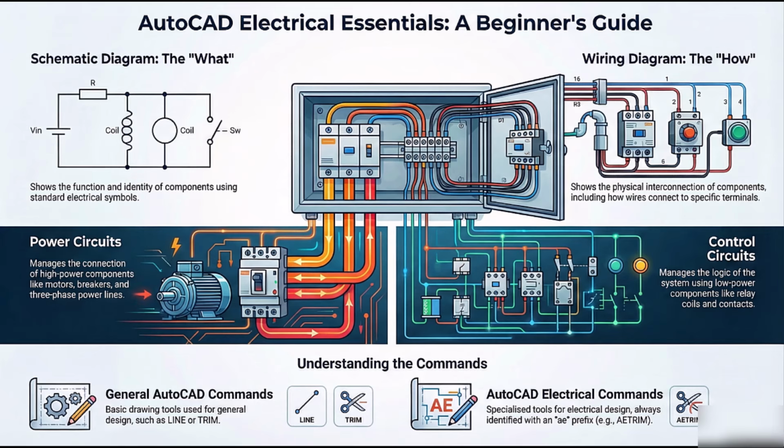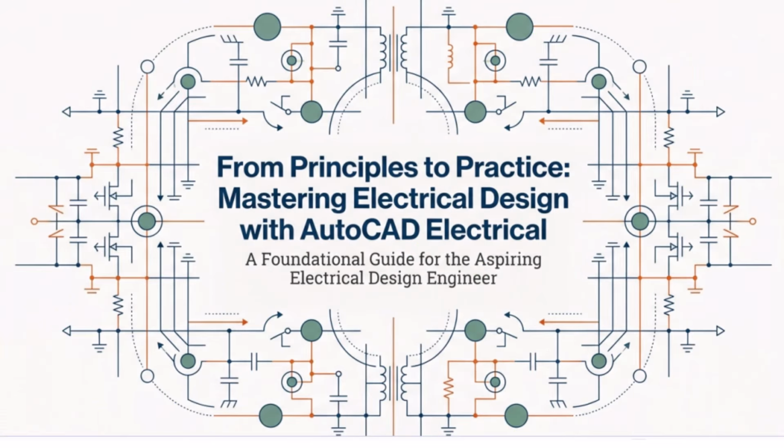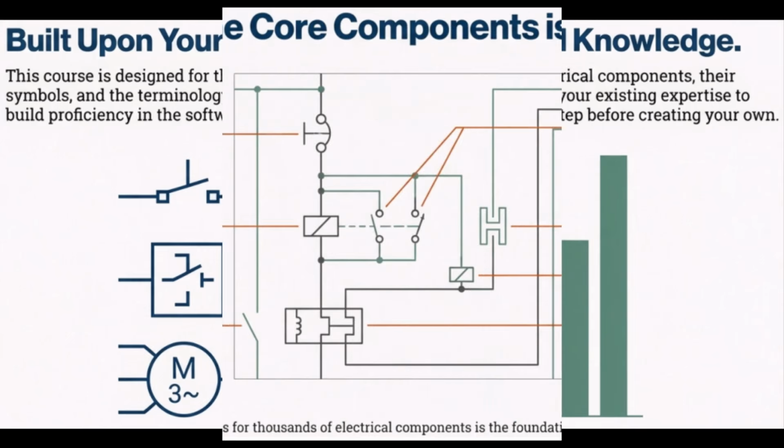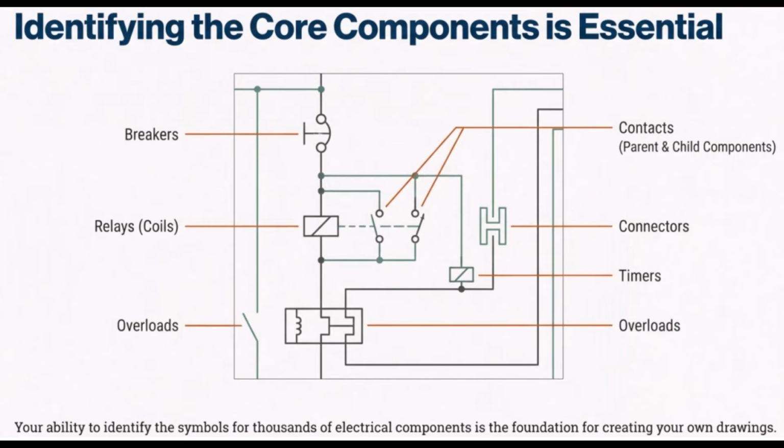The first thing the source material points out is it's actually less about the software and more about the person using it. Let's talk about the prerequisite. What's the non-negotiable cost of entry here? It's the language itself. The course assumes, and it's a correct assumption, that you already have a strong background in electrical components. You have to know what you're looking at. You have to know the symbols, the terminology. If you can't instantly identify a normally closed contact or a fuse symbol just by its shape, then the software is basically useless to you.